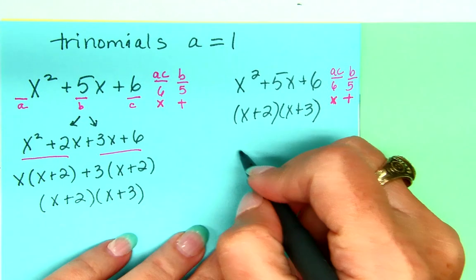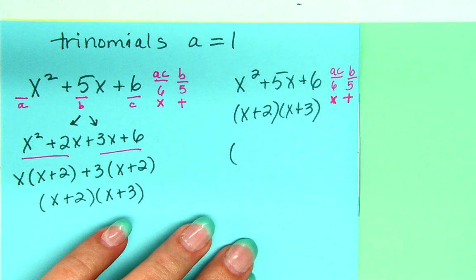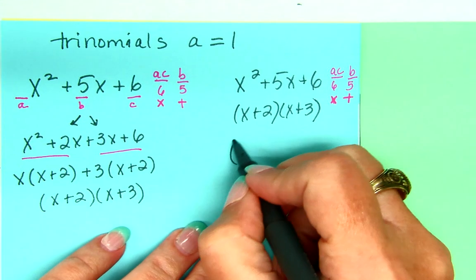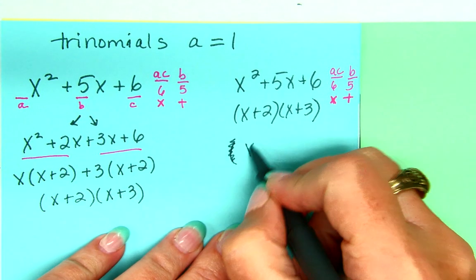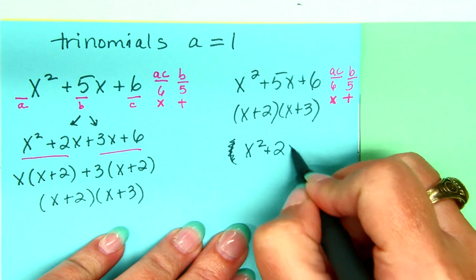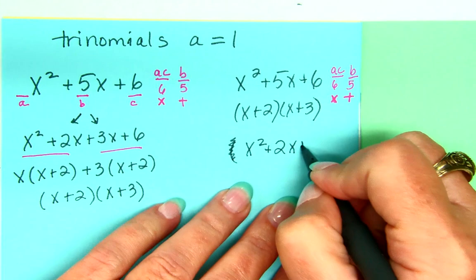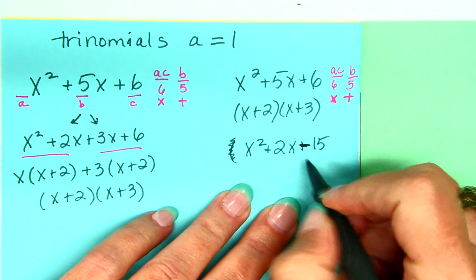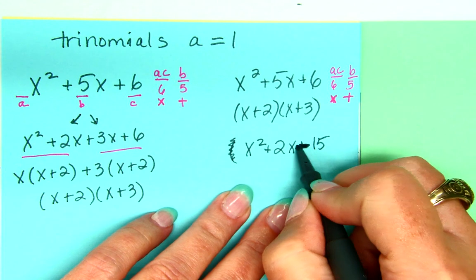Okay, so let's do a couple more examples to make sure that we're confident in this. I don't know why I wrote a parenthesis. X squared plus 2x minus 15. Pretend that's a minus. That's supposed to be a minus.